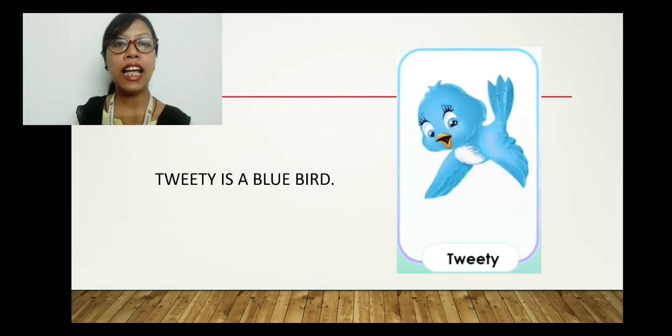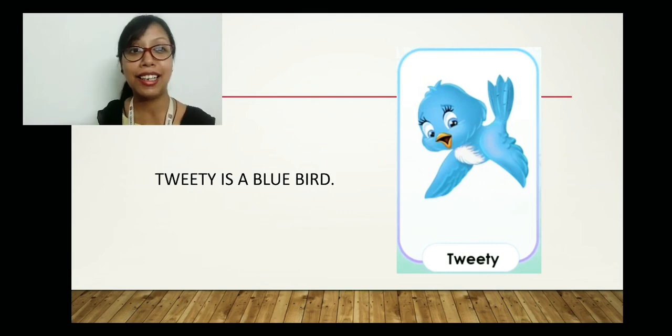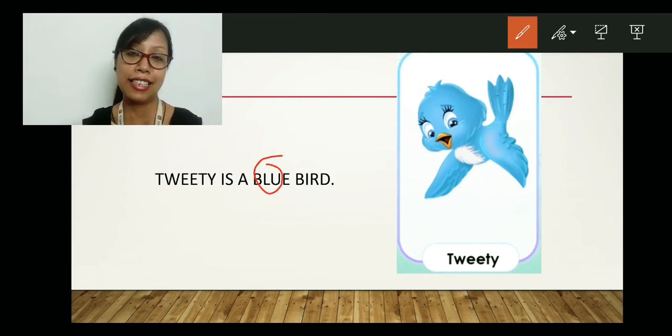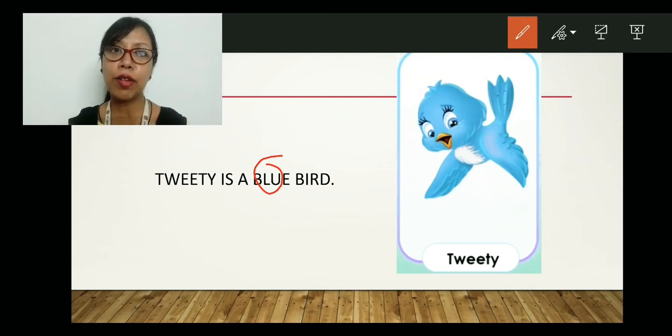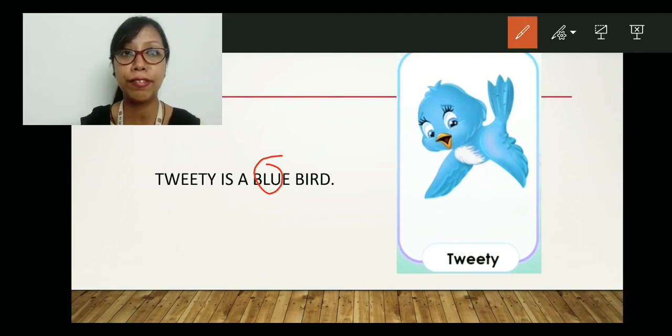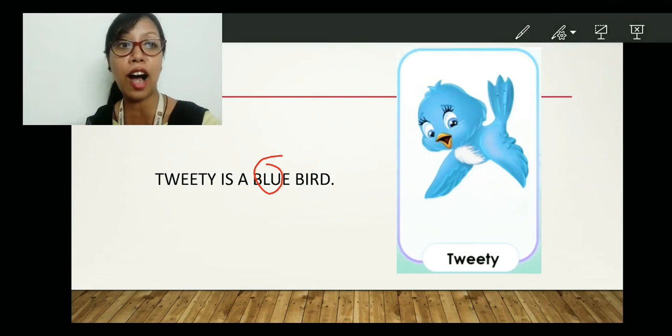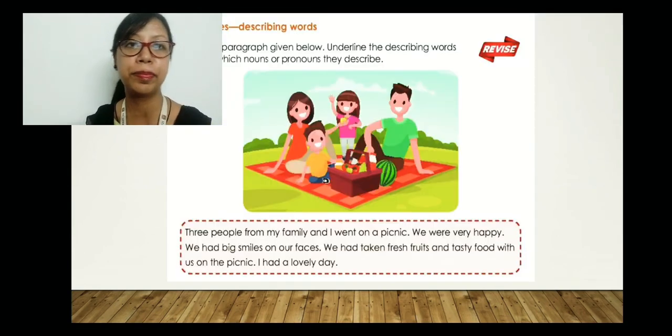Next we have Tweety is a blue bird. Now Tweety is a bird, right? Here blue is the describing word, that is the adjective. Why? Because it is describing the bird, what is the color, how it is. Tweety is different from other birds, so I am pinpointing it. Therefore blue is the color that describes Tweety. So this is how we are going to do the adjectives.